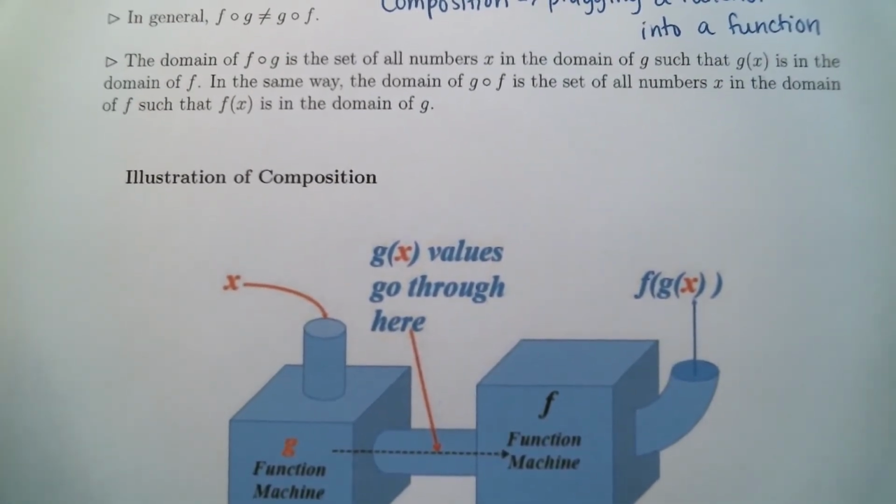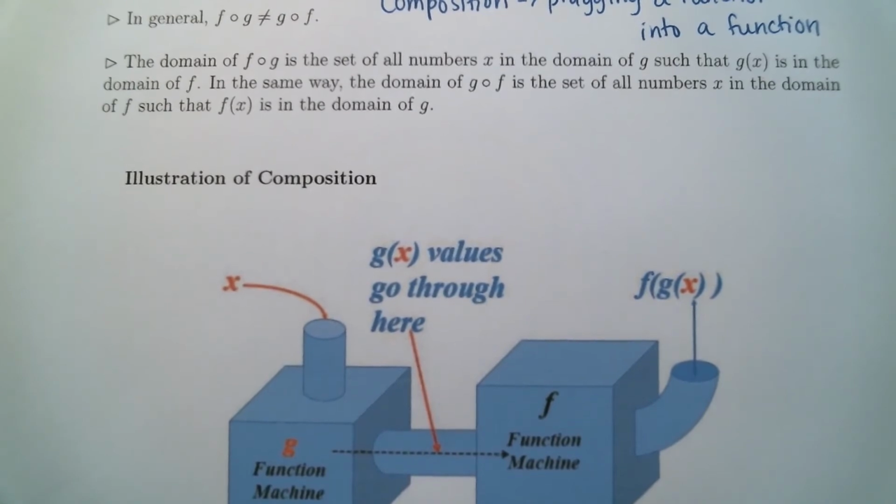Domain. Like I said, you're going to take your two functions and form the composite function, either f of g, or you may find the other composition, g of f. It's going to be a brand new function, and you might be asked to find its domain. The statement says the domain of f of g is the set of all numbers x in the domain of g, such that g of x is in the domain of f. In the same way, the domain of g of f is the set of all numbers x in the domain of f, such that f of x is in the domain of g.